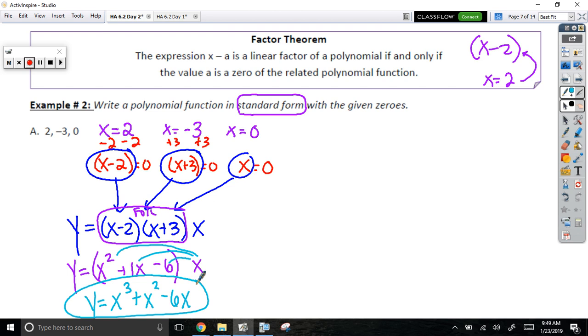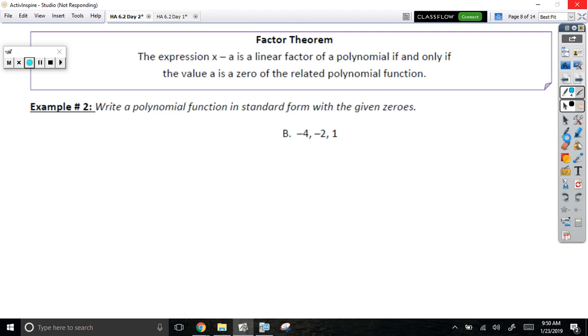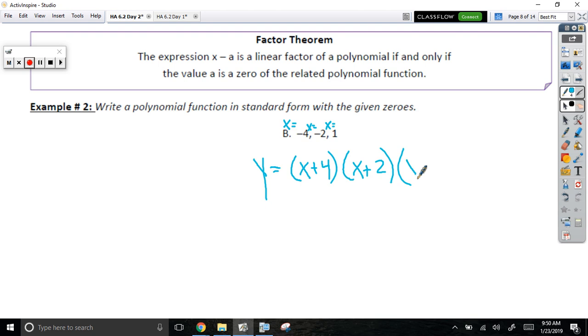Okay. Example B is a little bit harder because none of them are 0. We have 3 distinct integers this time. So again, these are your x equals, which you can save time by just writing them there. So we're going to use inverse operations to get the linear factor. So if x equals negative 4, the linear factor should be x plus 4. Negative 2, add 2 to both sides, we should have x plus 2. And x equals 1, subtract 1 from both sides, x minus 1.